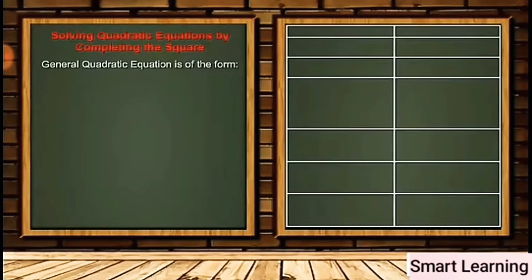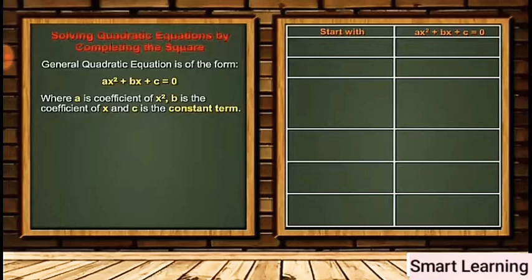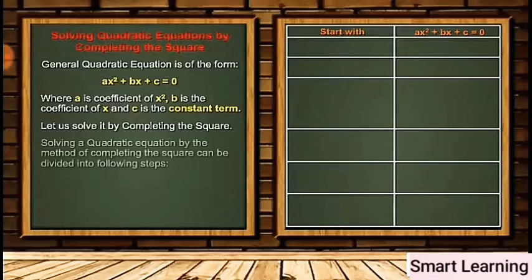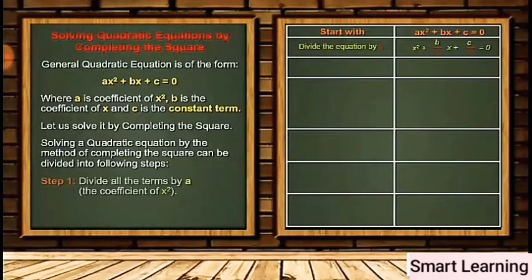General form of quadratic equation is ax² + bx + c = 0, where a is the coefficient of x², b is the coefficient of x and c is the constant term. Let us solve it by completing the square. Solving a quadratic equation by the method of completing the square can be divided into the following steps.